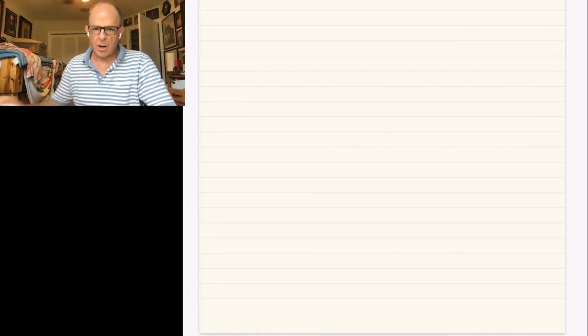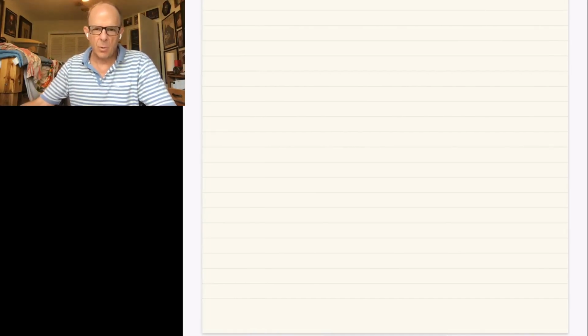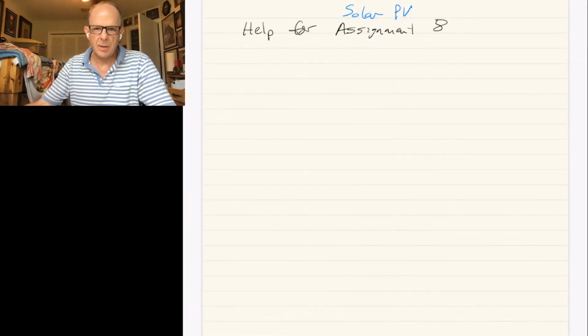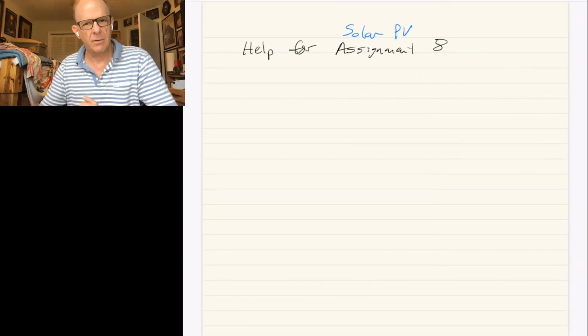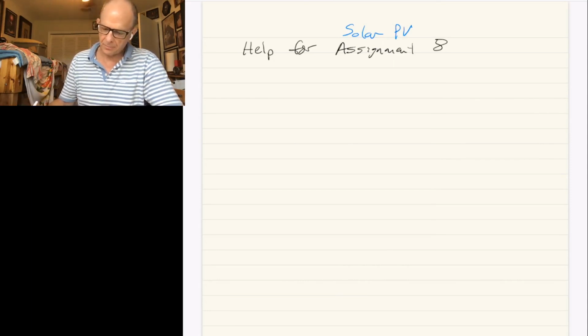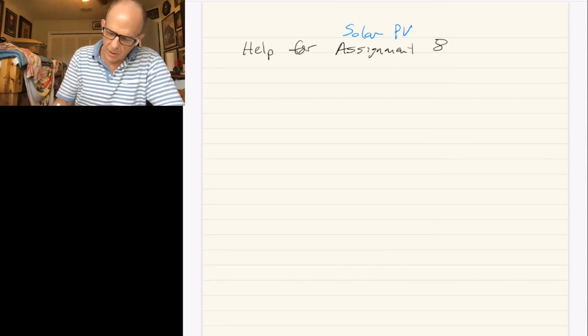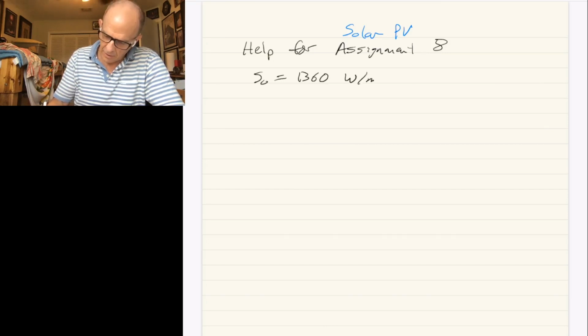Let's do an example problem to help you work through assignment 8, where you'll be assessing the solar resource and comparing it to various energy needs. Remember that the solar constant, which is the amount of energy coming from sunlight at the top of the atmosphere arriving at the Earth, is 1,360 watts per square meter.